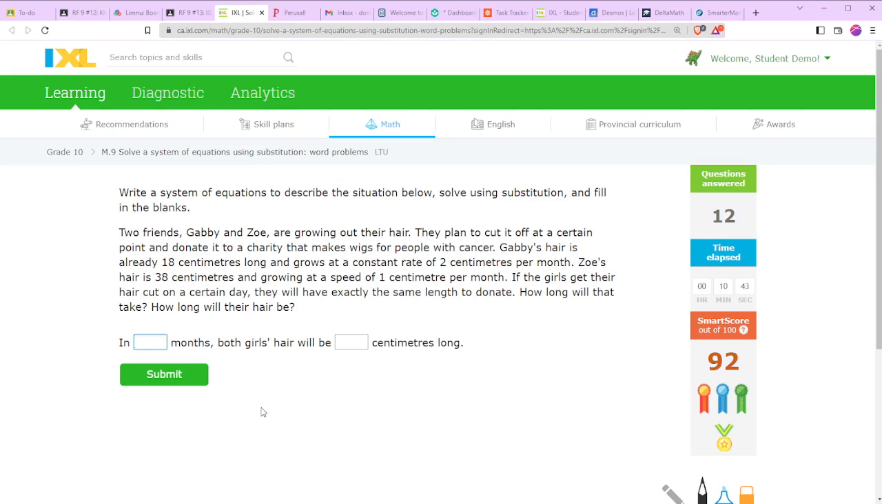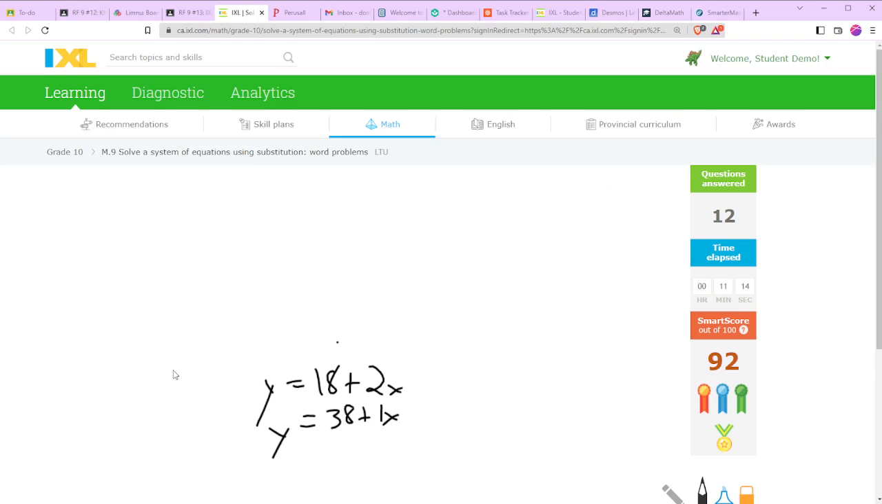So Gabby and Zoe are growing out their hair. They plan to cut it off and donate to a wig making company. So Gabby's hair is already 18 centimeters long and grows at 2 centimeters per month. Zoe's is 38 and growing at 1 centimeter per month. So she's got a 20 centimeter head start, and the difference is 1 centimeter per month. This will be 20 months, and that's 58 centimeters using each calculation.